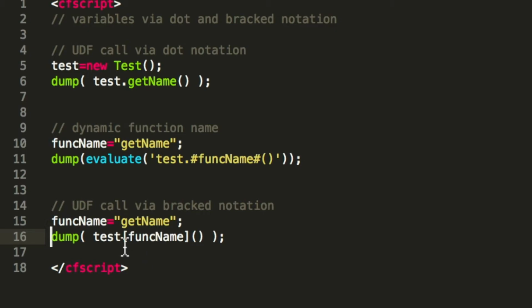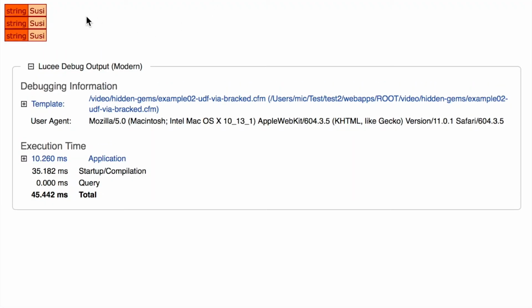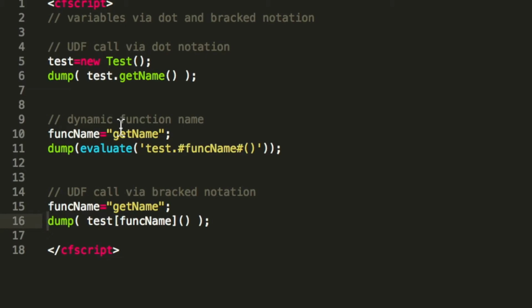You use bracket notation, so you still have the component test, but instead of having the dot notation getName, you define a bracket. Then inside the bracket you can define the variable name, and then the arguments follow. So that way you can do it dynamically, and when you execute that, it still works the same way. So that is using bracket notation for function calls. Let's go to the next one.